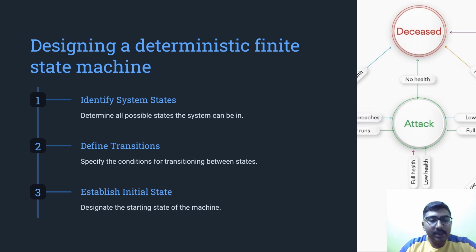Now, let's see designing a deterministic finite state machine. Identify the system states, determine all the possible states the system can be in. Define the transitions, specifying the condition for transition between the states. Establish the initial state, designating the start state of the machine.